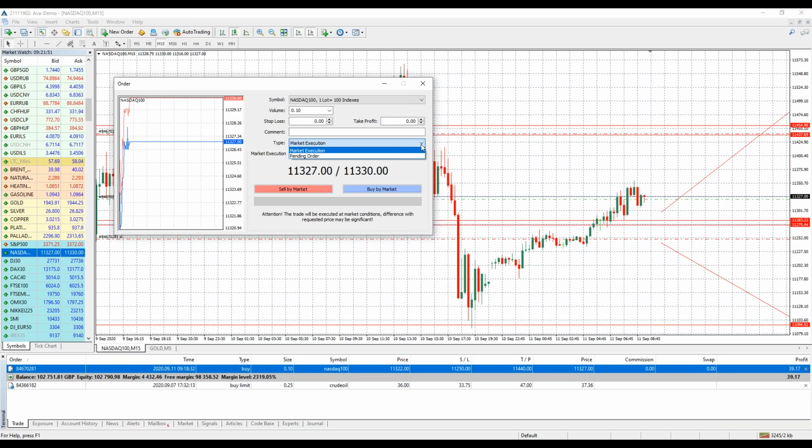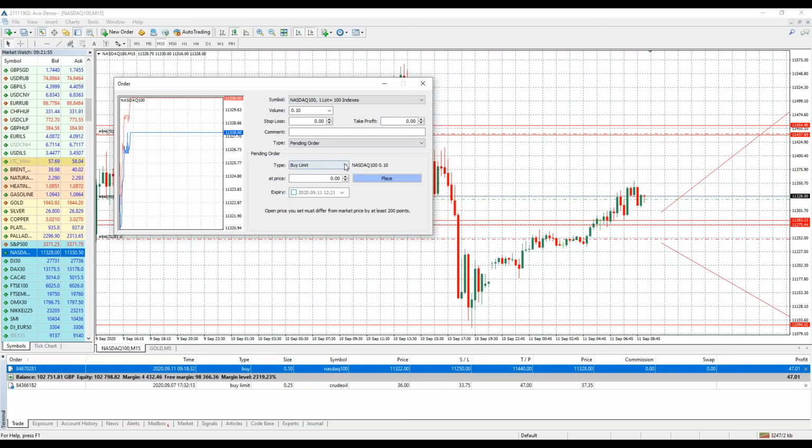Then we're preparing for the unknown fundamental news that could break at any time, pending order, sell stop, sells from a lower point, and we could say if it hits 11,240, 11,240 would be surely below that support level. So 11,240, and then my stop loss would be back above that broken support if it does break it, back up at 11,300.